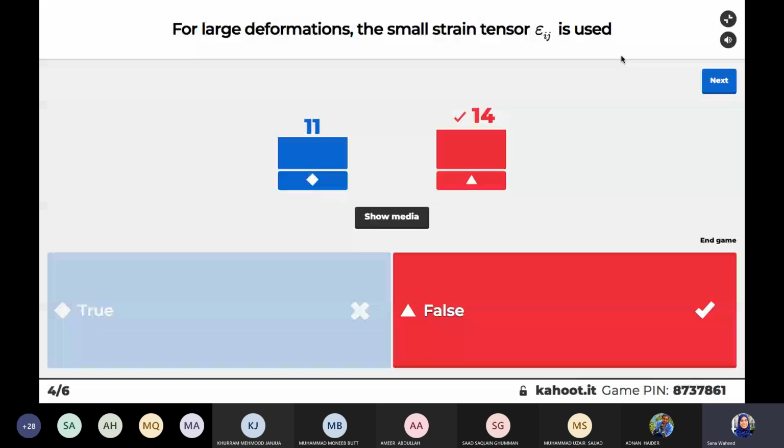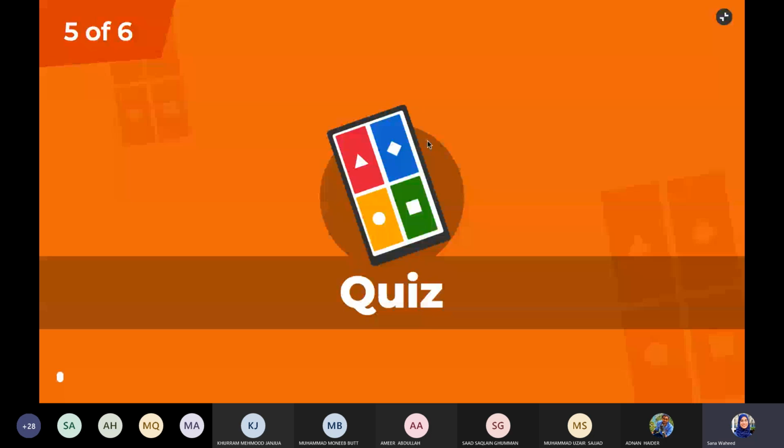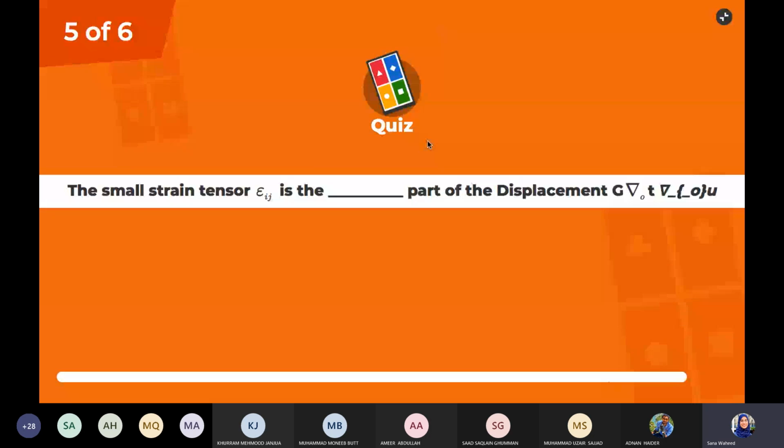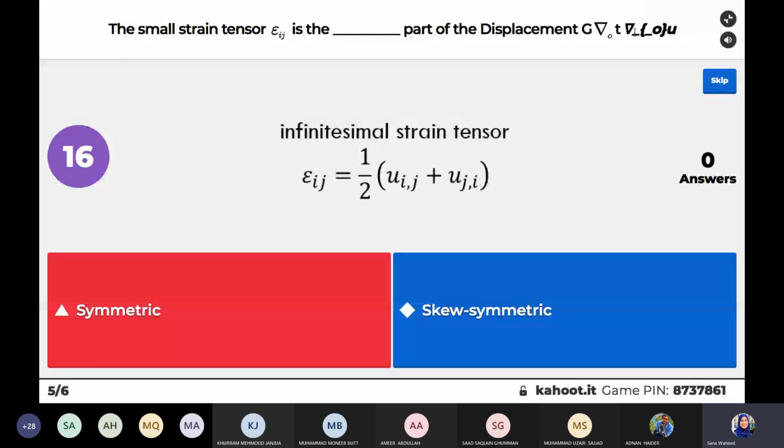Right, there are just 6 questions in this quiz. So we're coming up to our second last question. I'll see who's at the top after this one. Apologies for this. The small strain tensor is the dash part of the displacement gradient, that was meant to be. I don't know what happened here. Of the displacement gradient.